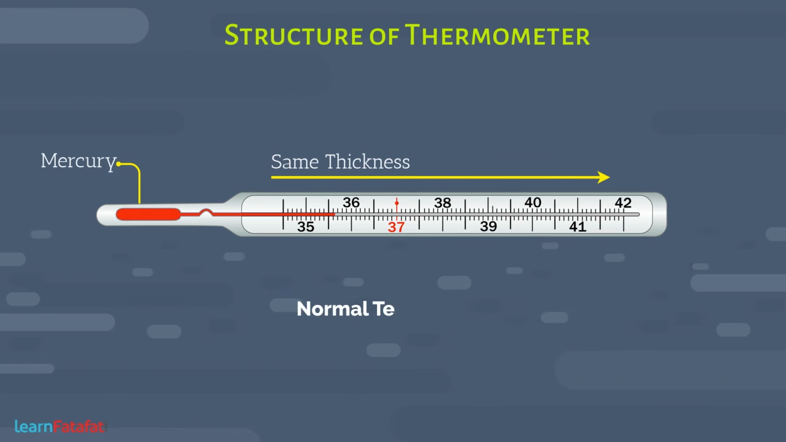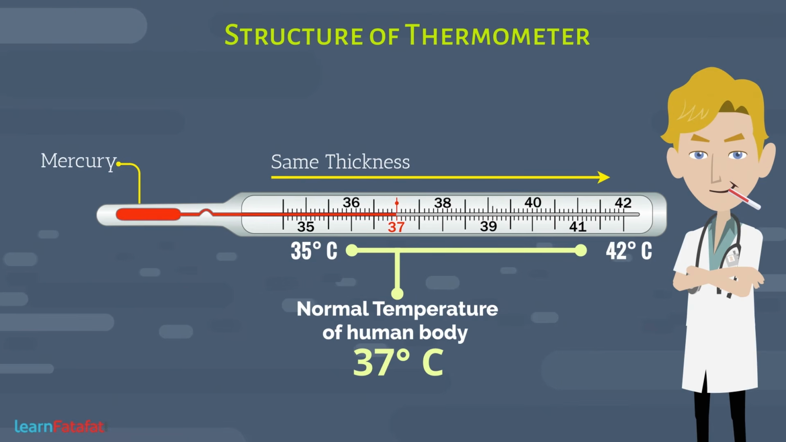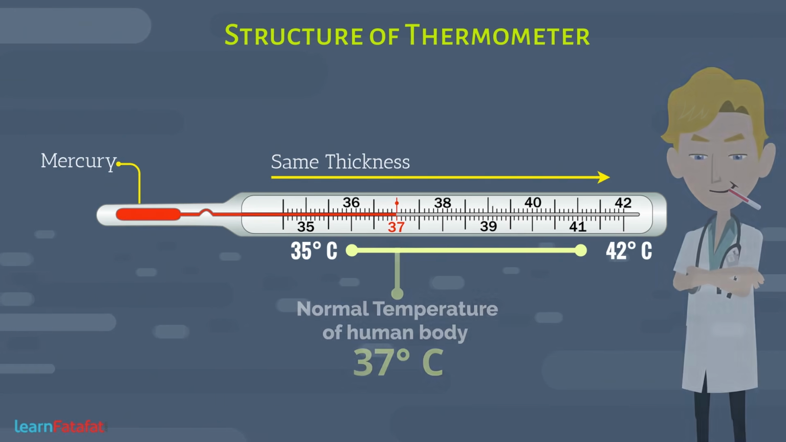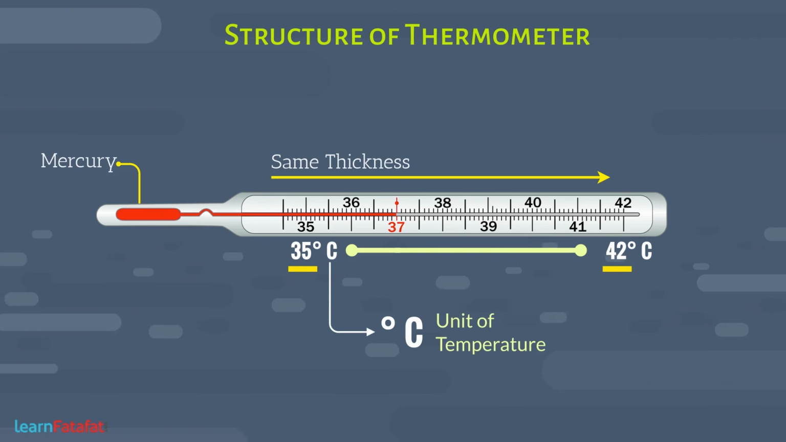The normal temperature of human body is 37 degrees Celsius. However, it can vary between 35 degrees Celsius to 42 degrees Celsius. Therefore, the clinical thermometer has reading from 35 degrees Celsius to 42 degrees Celsius. Here, you must have understood that 35 and 42 are numbers and degrees Celsius is a unit of temperature.